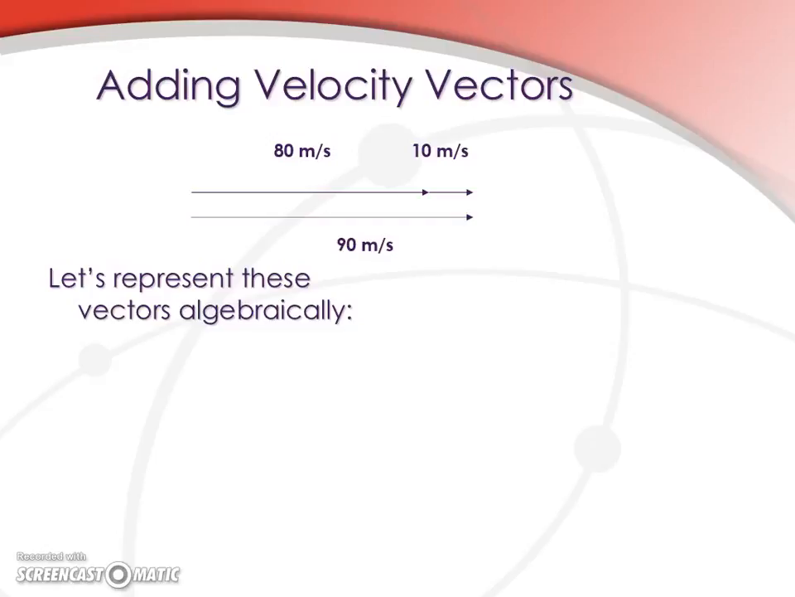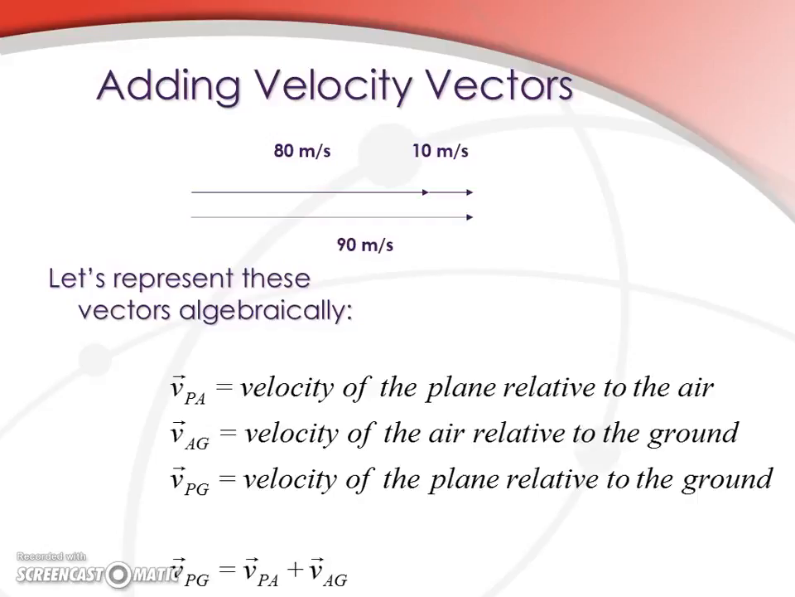We can also represent that operation algebraically. So in this case, we can say the velocity of P with respect to A, the plane with respect to the air, and the velocity of the air relative to the ground. If we add those together, we get the velocity of the plane relative to the ground. So VPG equals VPA plus VAG.